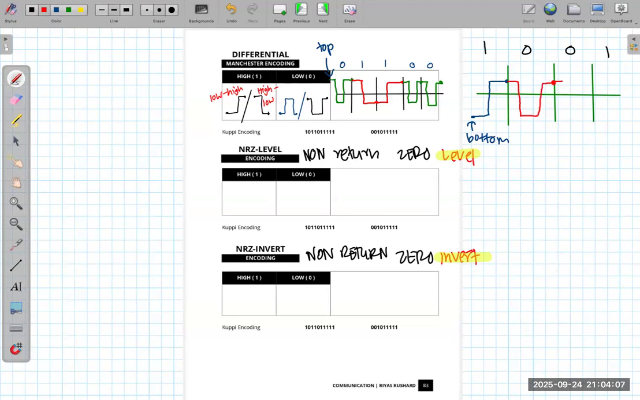If it's another 0, you give the button again. If it's a 1, what do you do? If you have given in high, go to the low.